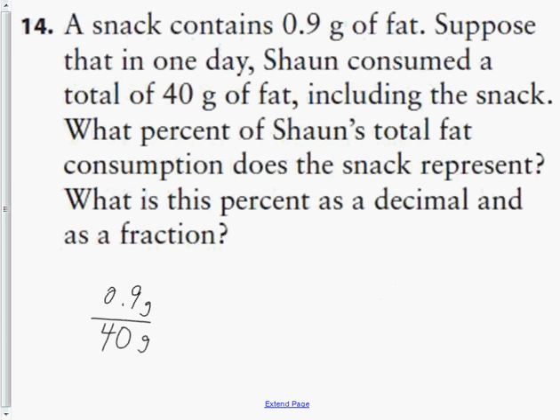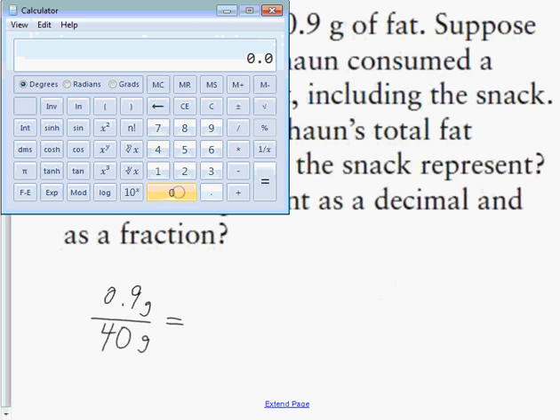So what I want to first do is figure out, well, what is that as a decimal? So I'm going to use method 1, which is simply to take that numerator, 0.9, and divide it by the denominator, and that'll change it into a decimal. So as a decimal, it is 0.0225, right? So then I need to think about this as a fraction.